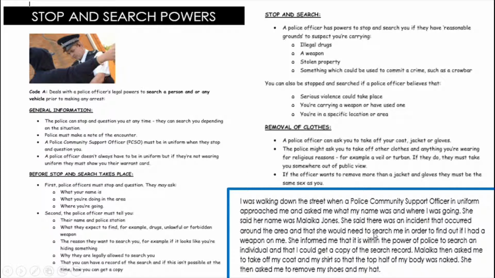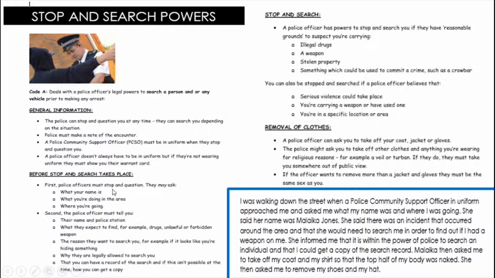However, we know that she goes on to search this individual and therefore she is abusing the rights of the citizen. If Malika Jones was not a PCSO and instead she was a regular police officer and therefore did have the right to stop and search, not just stop and question, here are some of the powers she would have before the stop and search takes place.